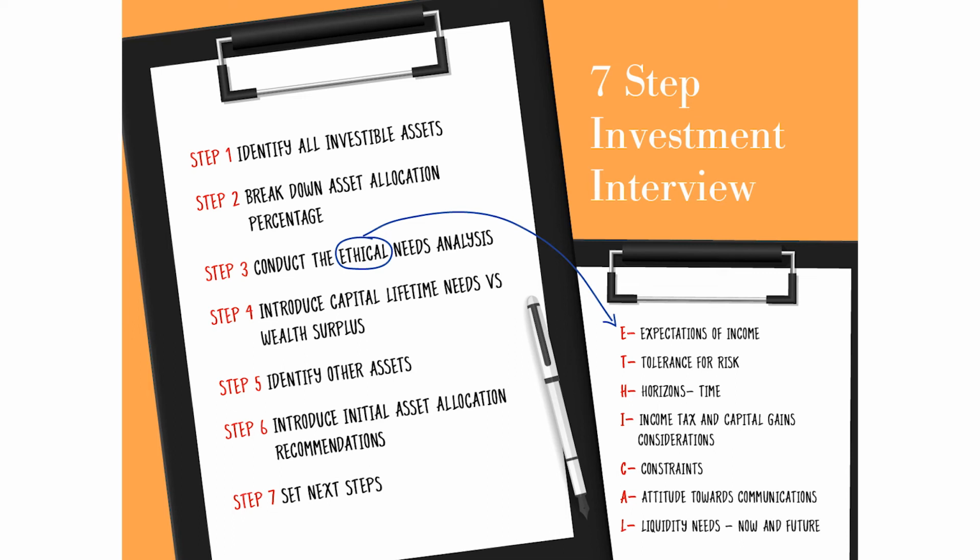So in summary, the 7-step investment interview is something that as an advisor, if they've teed up the 3 greatest risk factors the right way, the bridge into a conversation that's very disciplined, asset consolidation, asset allocation, the ethical needs analysis or conversational suitability, capital lifetime needs versus wealth surplus, any additional assets that are non-investable assets that might affect the way in which we invest these dollars, any initial ideas.